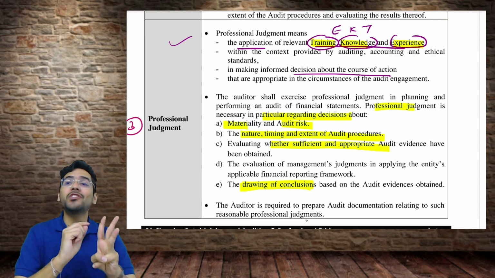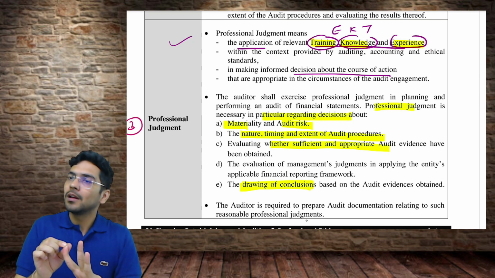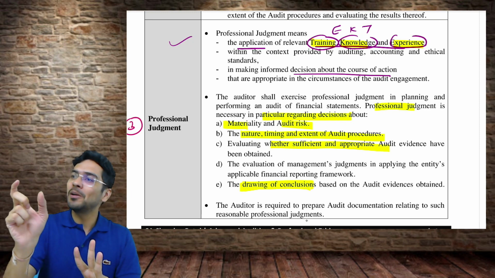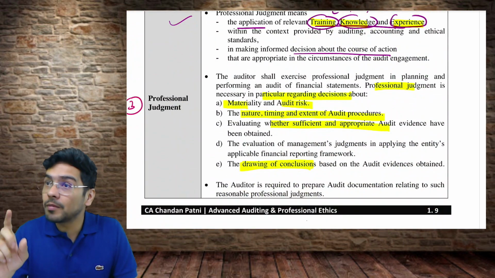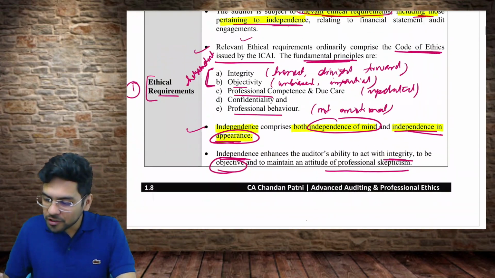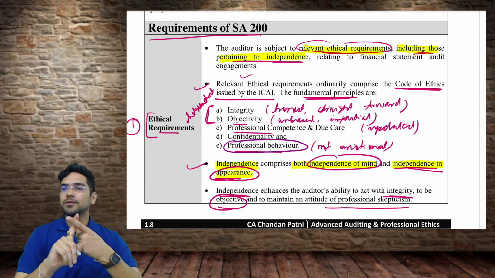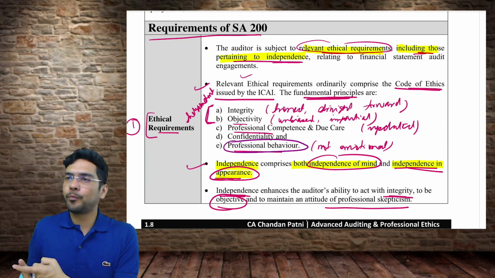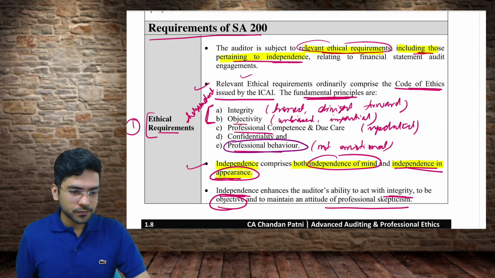Okay, so what are the 3 requirements of SA 200 that we have covered? What was the first requirement? Ethical requirement. Ethical requirement including what? Including independence. Second is professional skepticism. Third is professional judgment. Please remember, this is professional judgment. I have seen students making the mistake of writing professional judgment under ethical requirements. We have professional behavior here. Don't interchange them. I have seen students make this mistake.